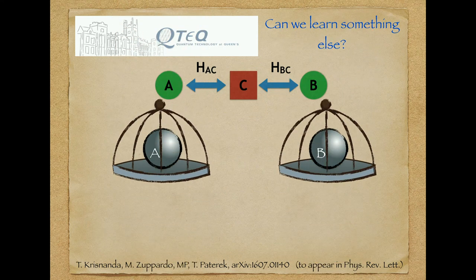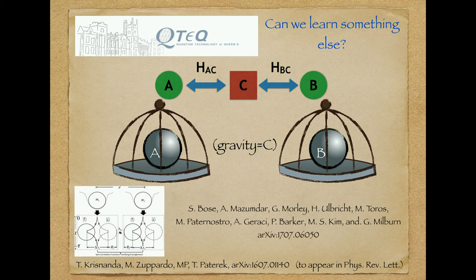And finally, and this is definitely my last slide, you can reverse the picture. How about I cannot access A and B? How about I have them completely isolated from the environment in such a way that I can be sure that the only interaction between A and B, if any, is of a gravitational nature. Then if you probe the entanglement gain between A and B, if you see a gain in entanglement, then you must necessarily conclude that this can come only from the quantum, non-classical nature of the gravitational field that mediates the interaction between A and B. And this was the basis of another paper that we have on the archive.